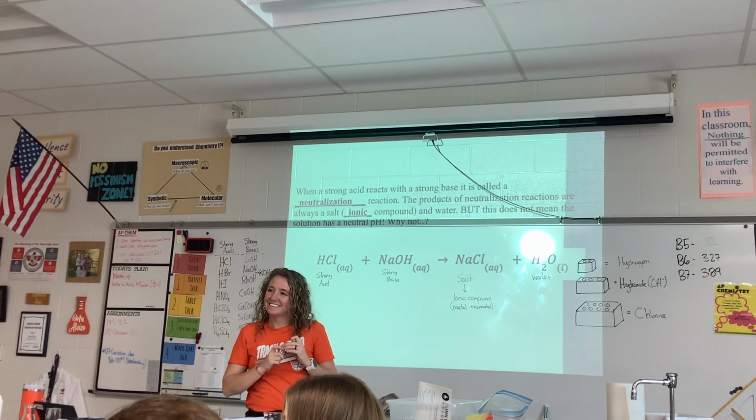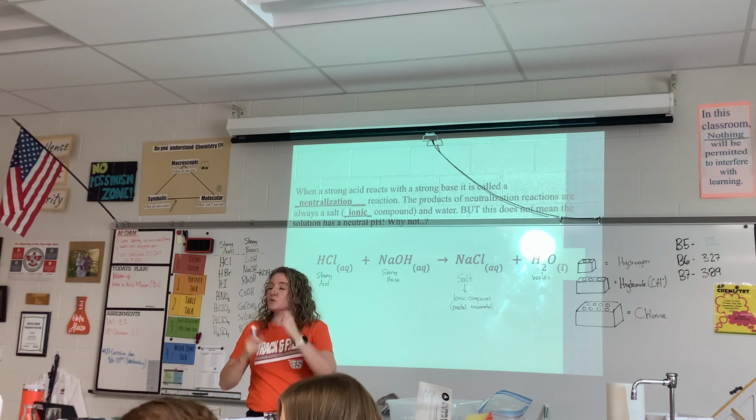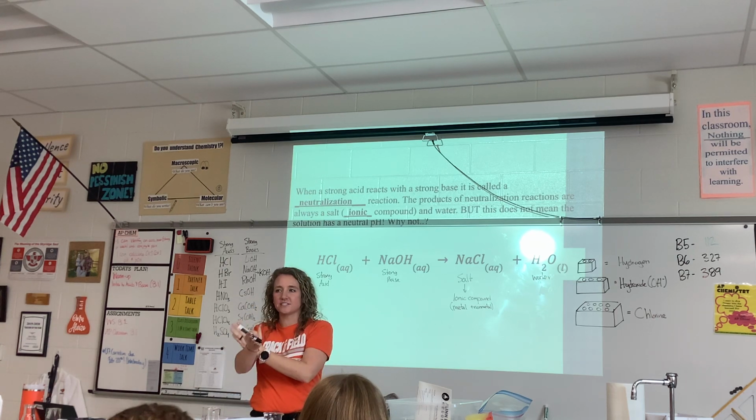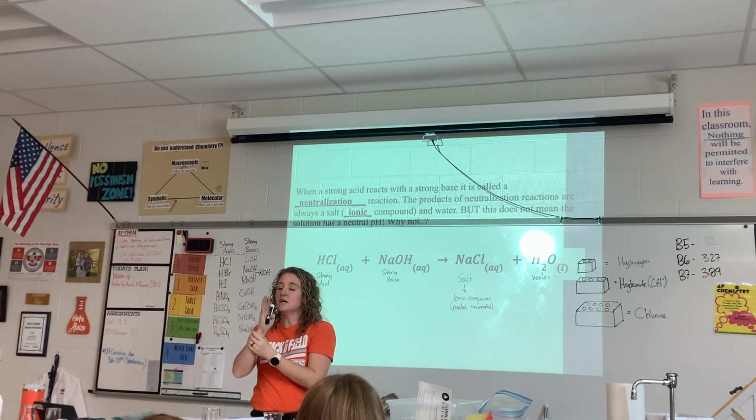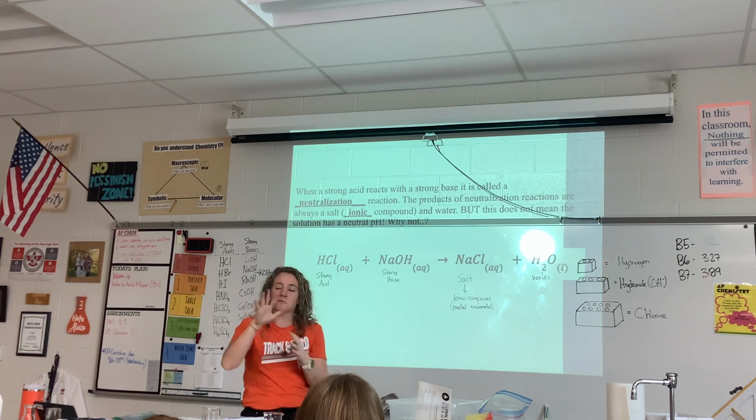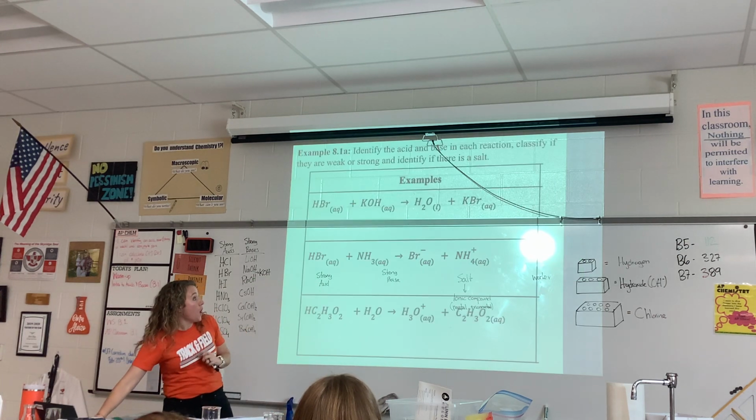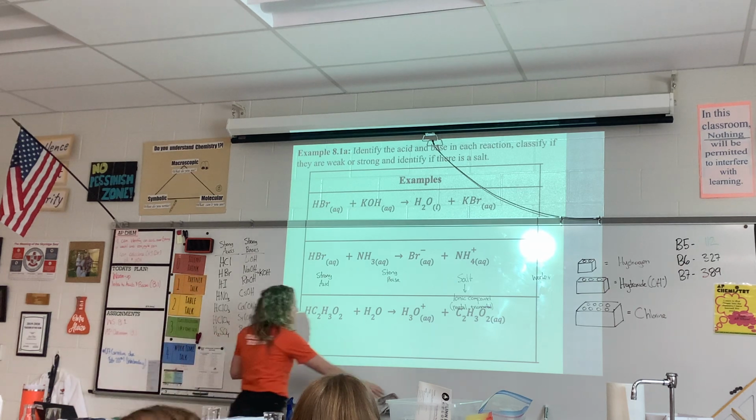You said balance of 7. So we'll get to more of it today, but if you've learned about the pH scale, 7 is the very middle. So 7 means neutral. We'll talk more about it if you haven't learned about the pH scale. Okay, let's try this practice problem here, everybody.